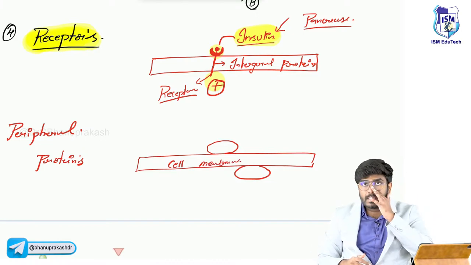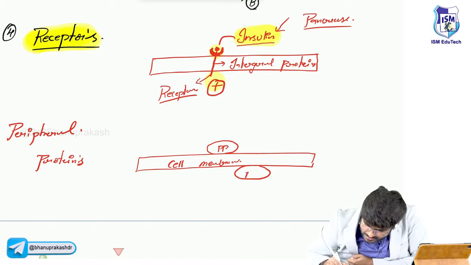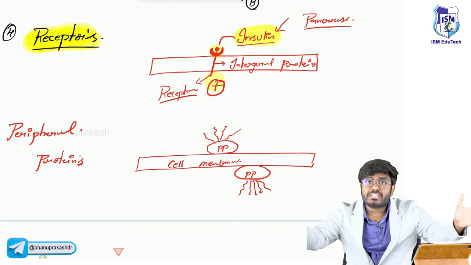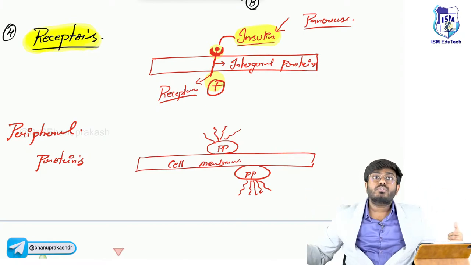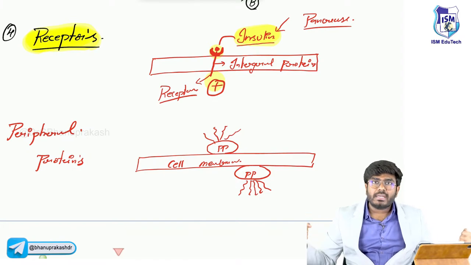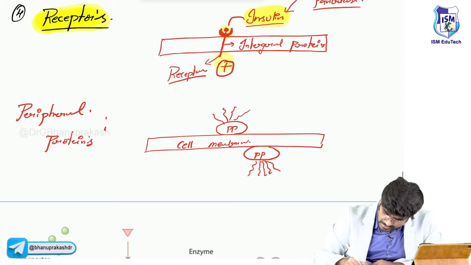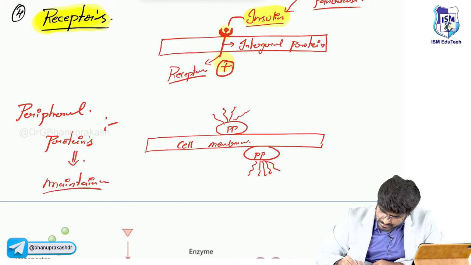Now, my question to you. What is the function of these peripheral proteins? They are attached to the extracellular matrix and intracellular matrix, so that they give stability to the cell. They give structure to the cell. These peripheral proteins are very important in the maintenance of the cell's shape and cell structure. So what is the function? They help in the maintenance of cell structure.